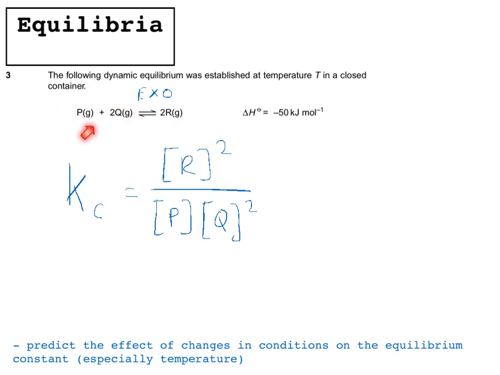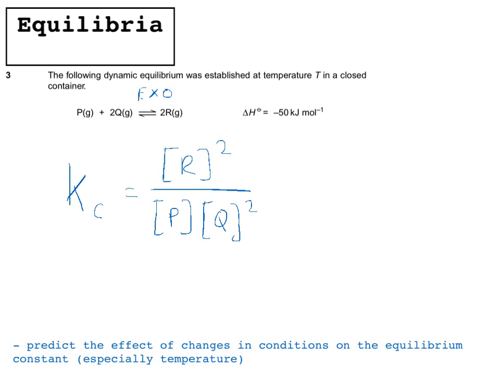Now if this equilibrium was to shift to the left, then the concentrations of P and Q would increase, which means this bottom number of the Kc expression would increase, and therefore Kc would decrease. If, however, we were to decrease the temperature, then our equilibrium would shift to the right, and so more of R would be made, and the concentration of R would increase, which means this top number would increase, and therefore Kc would increase. Now this is going to be different for different reactions depending on whether it's exothermic or endothermic to the right hand side, but the principle will remain the same.